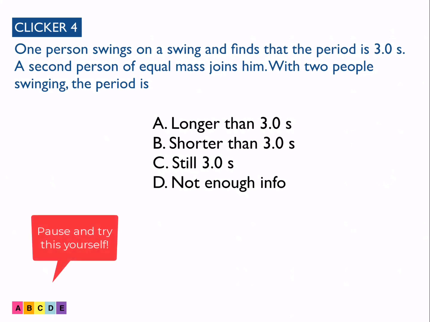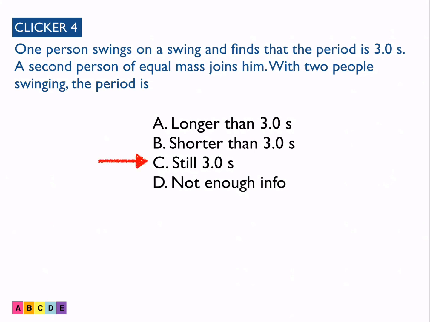All right, so let's say one person swings on a swing and finds a period of 3 seconds. A second person of equal mass joins them. Is this going to change the period of the swing? Turns out no, because does the period of a swing depend on mass? No. Okay, if it were a spring, that would be a different story. But because it's a swing, it only depends on the way the swing is constructed and whether it's on Earth or not.